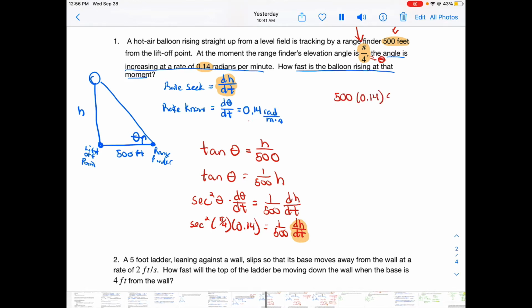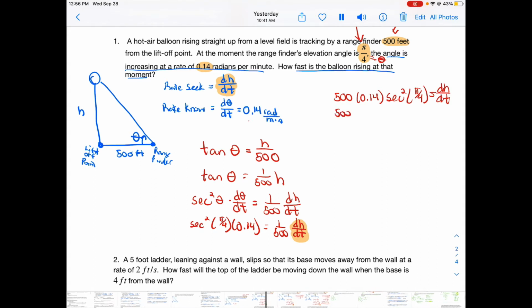I'm going to multiply each side by 500, and that's 500 times 0.14 times secant squared of pi over 4 equals dh dt. And then I remember from my unit circle that secant of pi over 4 is the square root of 2, and the square root of 2 squared is 2.